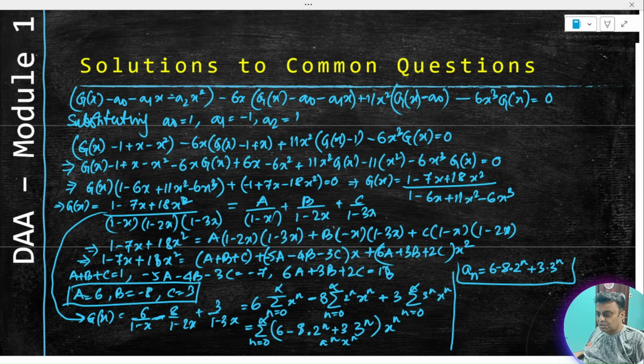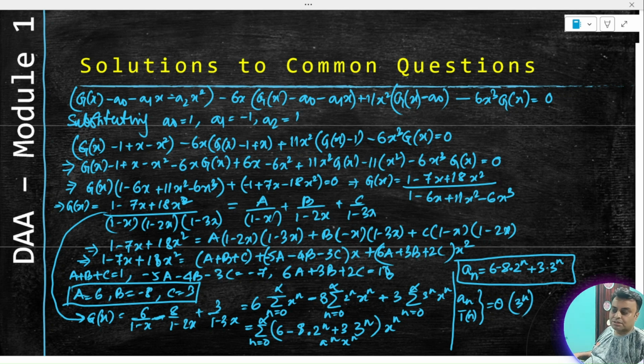This is the solution of the recurrence relation in the format of the generating function without using any recursive call. And if we compare this to the time complexity, we can write an or tn, whatever we want to call it. This will be theta of the dominant term. Dominant term is 3 to the power of n. So that is your answer of the time complexity.